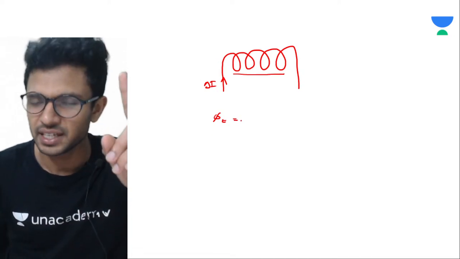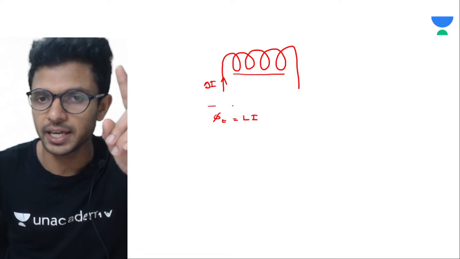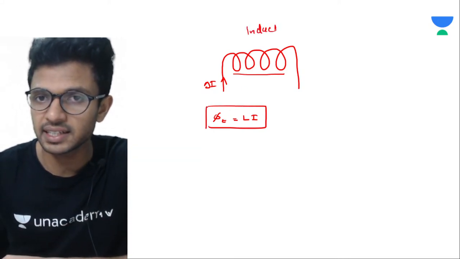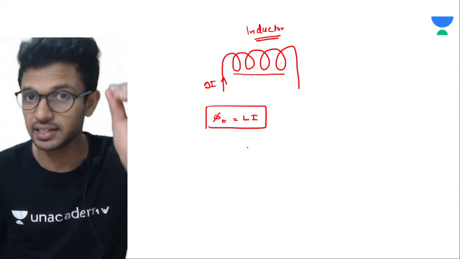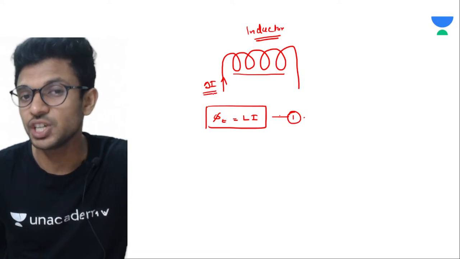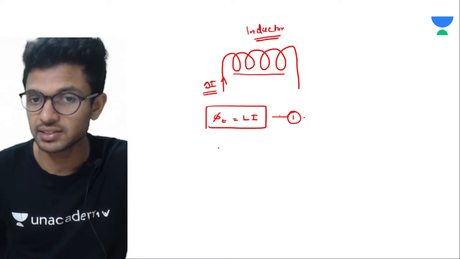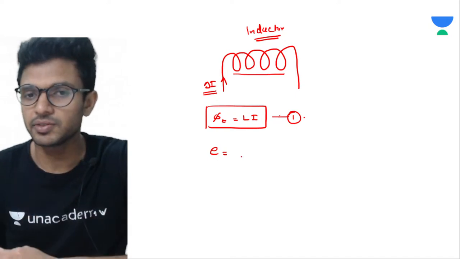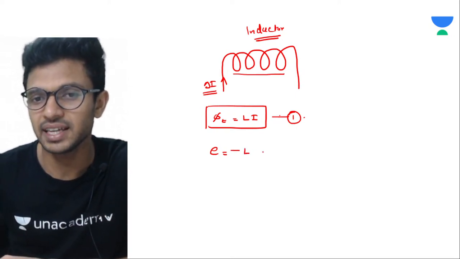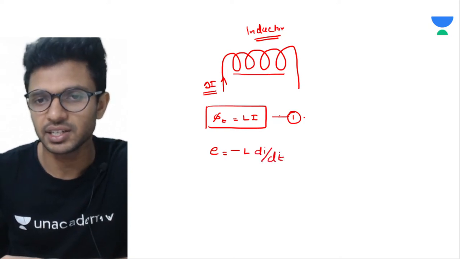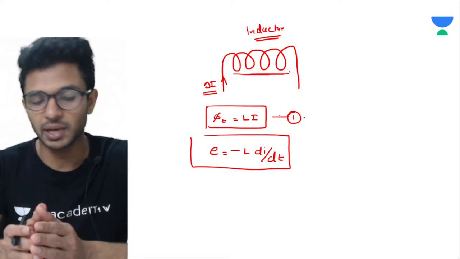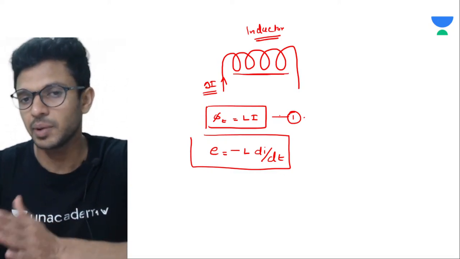First formula is equal to L into I. The flux induced with the solenoid or inductor is equal to LI. Write it, very important. Now, a changing current produces a changing flux, which will produce an EMF, and the EMF is induced. The formula for EMF is minus L di by dt. The induced EMF in this particular coil is given by minus L di by dt.